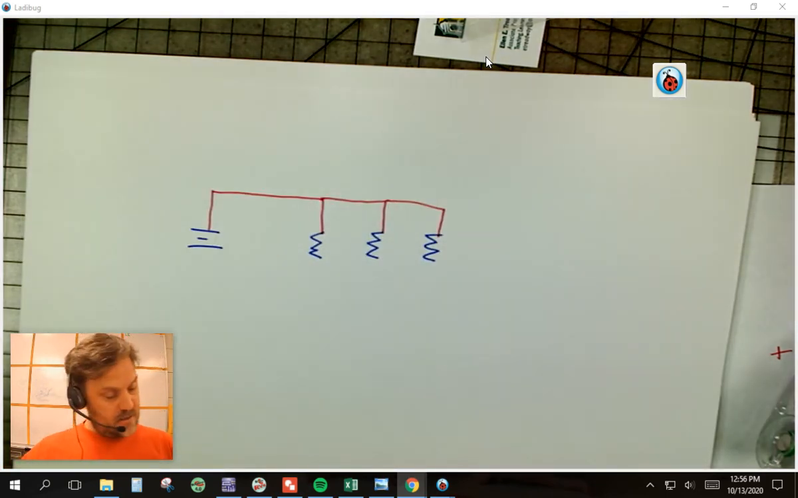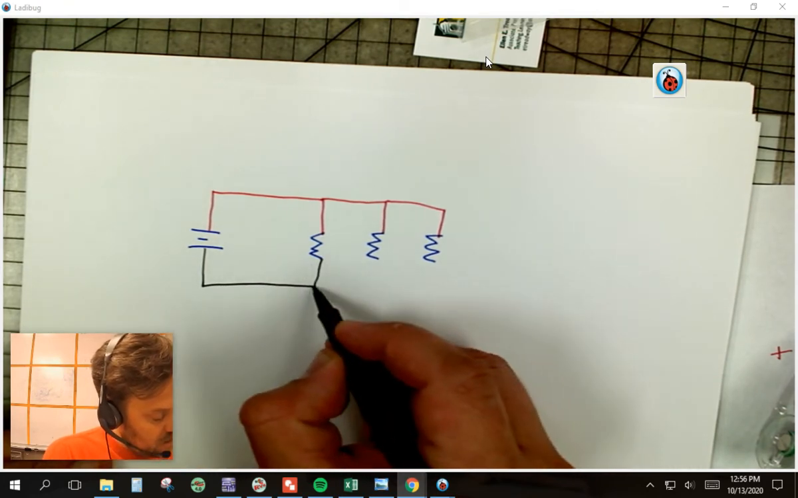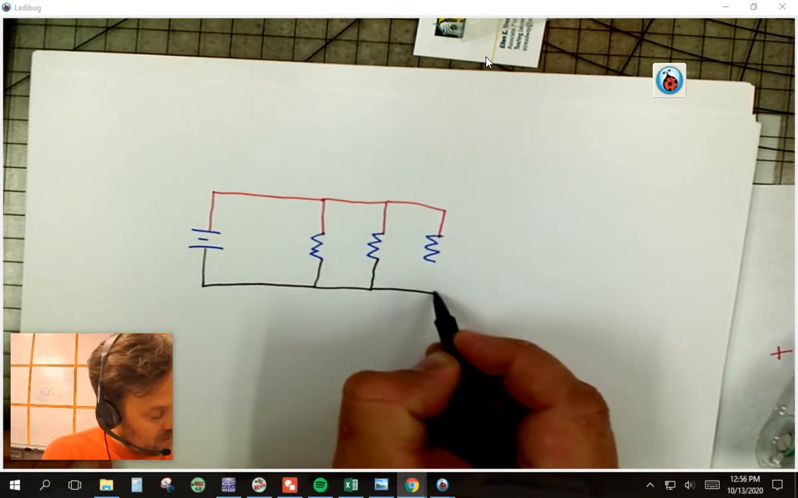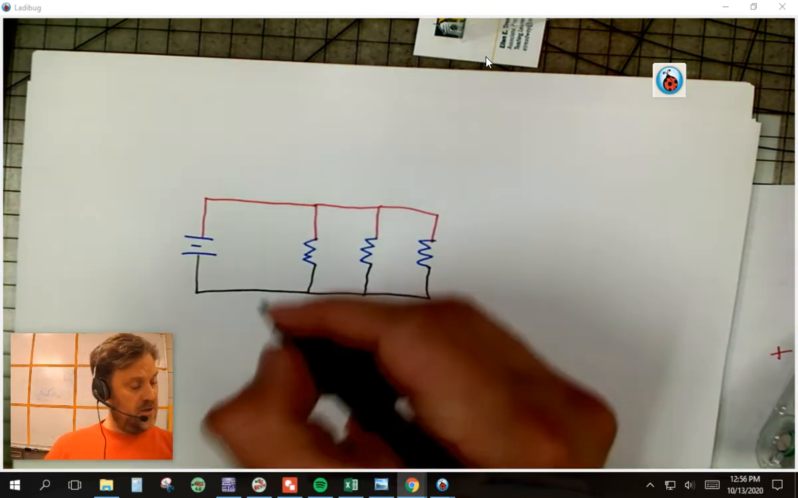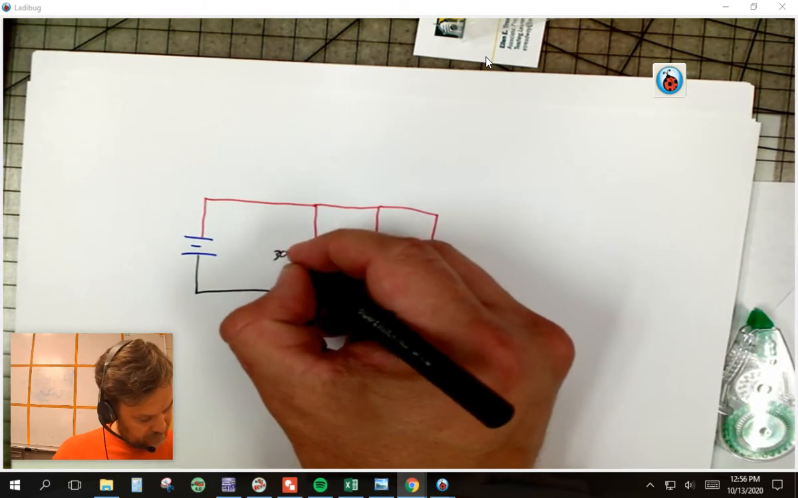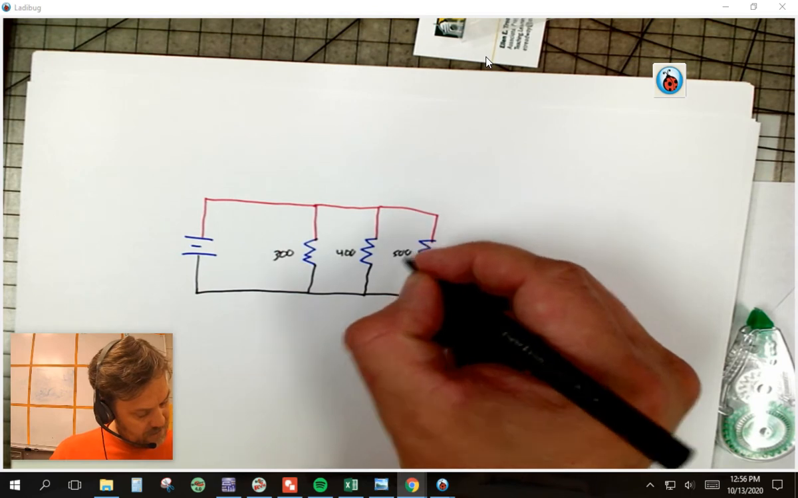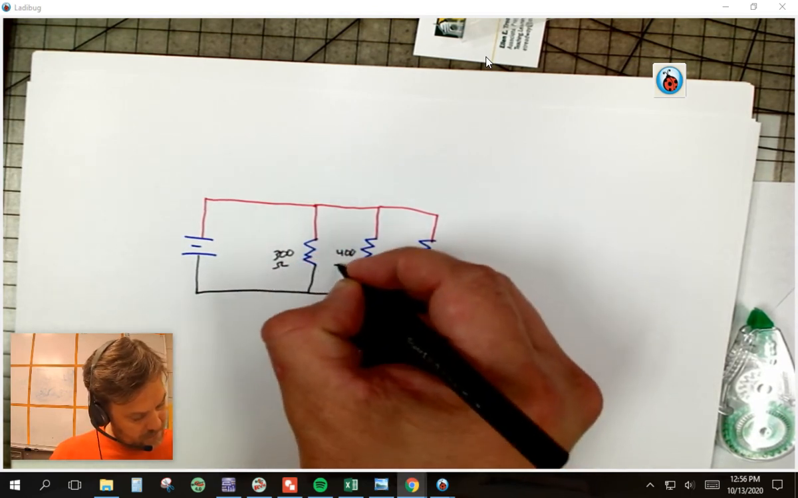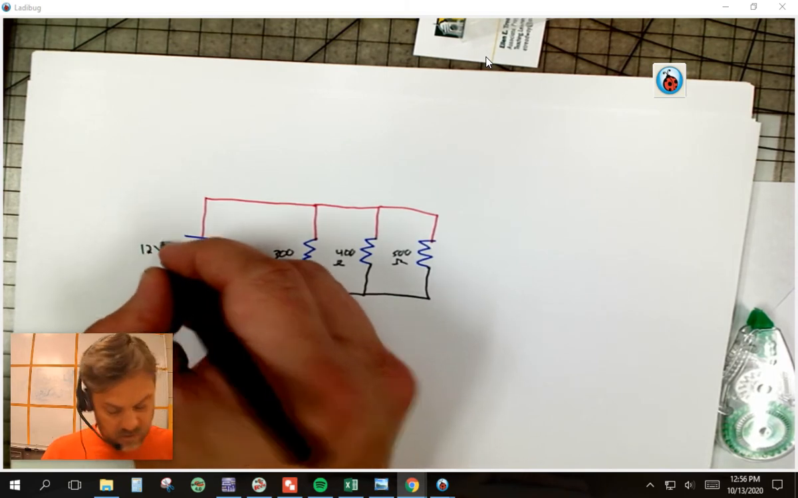And I like doing this in multiple colors. Because if I have a parallel circuit and I've got 3 paths and 3 resistors, we could use those exact same values as we used before. We could say 300, 400, and 500 ohms, right? That's the Greek symbol omega, and we'll say 12 volts again.